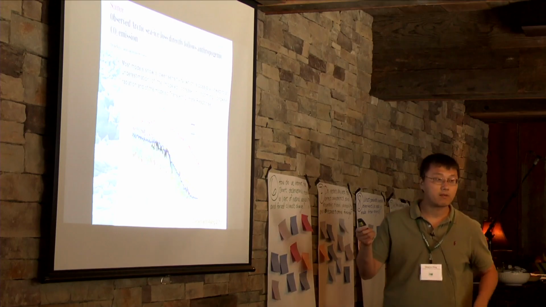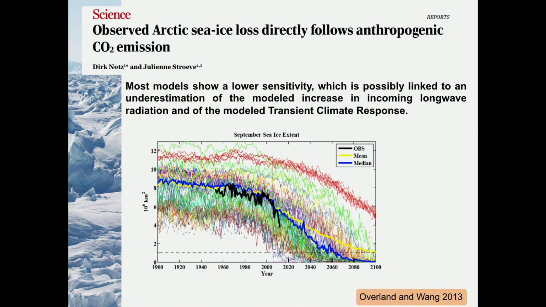Okay, so I want to start from this slide. This is a paper published last year, and from the title you can see the idea is that CO2 drives sea ice. This is also the consensus in our community for about 10 years. But from the abstract, you can see their conclusion is that most of the models in IPCC, if forced by CO2, show a weaker warming or retreat trend than observed. They conclude that the model is probably insensitive and cannot generate strong enough warming or long-wave radiation emission to melt sea ice.